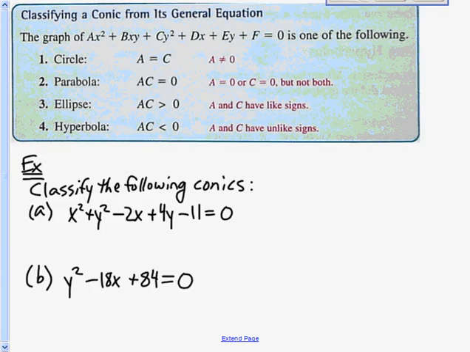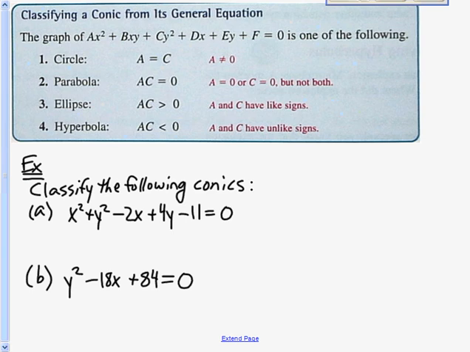Let's move on here. Classifying conics. Now this is a little different than what one of the textbooks that you may have does, but I think it's a little bit simpler in helping to classify conics. So let's look at this first one, a. Classify the following conics: x squared plus y squared minus 2x plus 4y minus 11 equals 0.